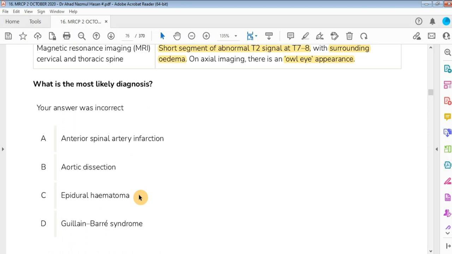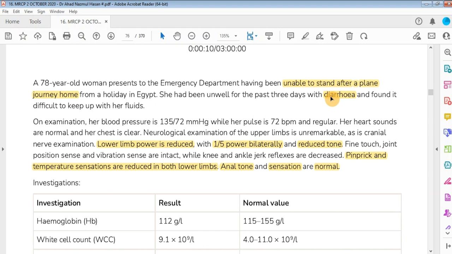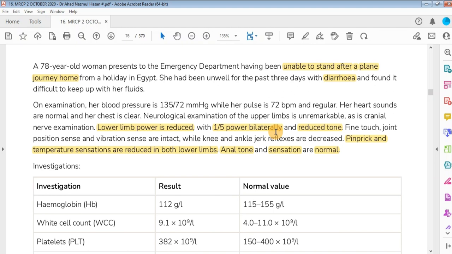And the GBS. Patients with GBS typically come with the features following a gastrointestinal illness, and they will also come with the features of ascending flaccid type of paralysis.